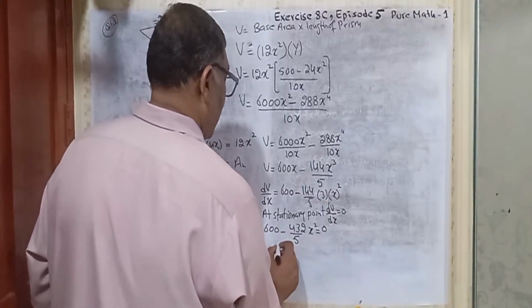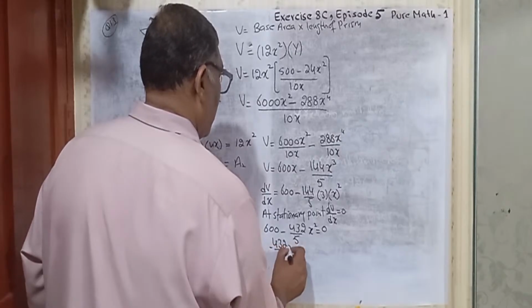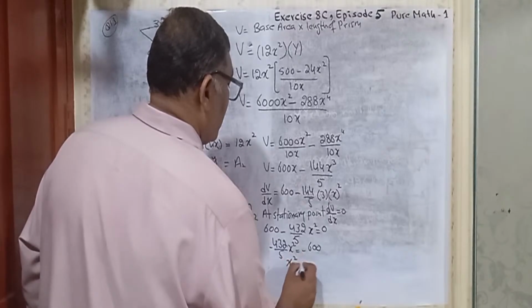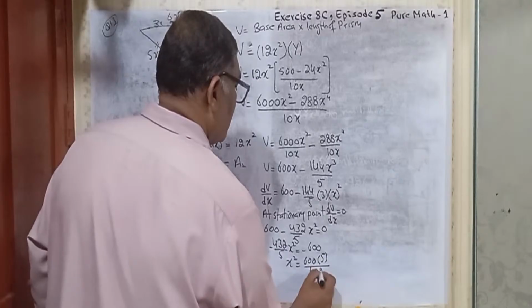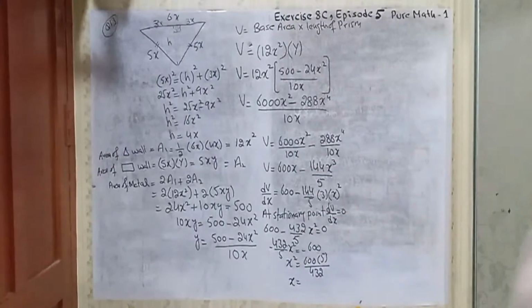This will go to the other side. So you will have 432 divided by 5 times x square equal to 600. The minus is gone. So x square will be equal to 600 into 5 divided by 432. So x will be equal to, let me do the calculation. 600 multiplied by 5 divided by 432 equals, this is 6.9.